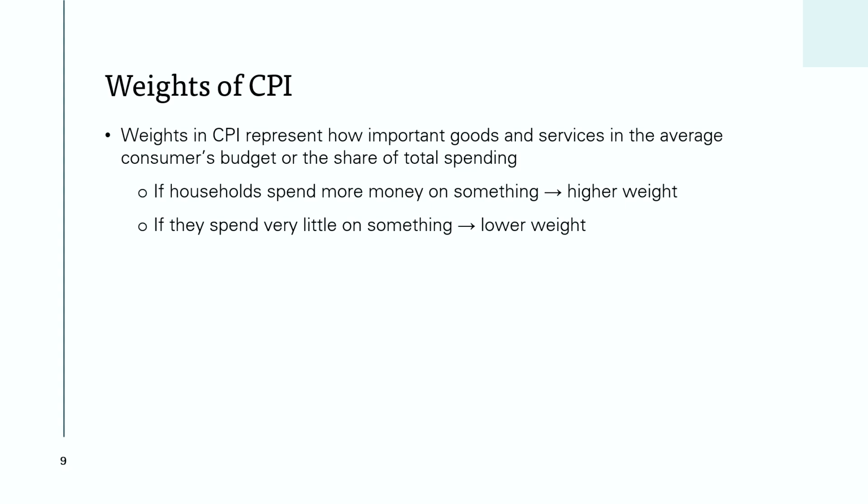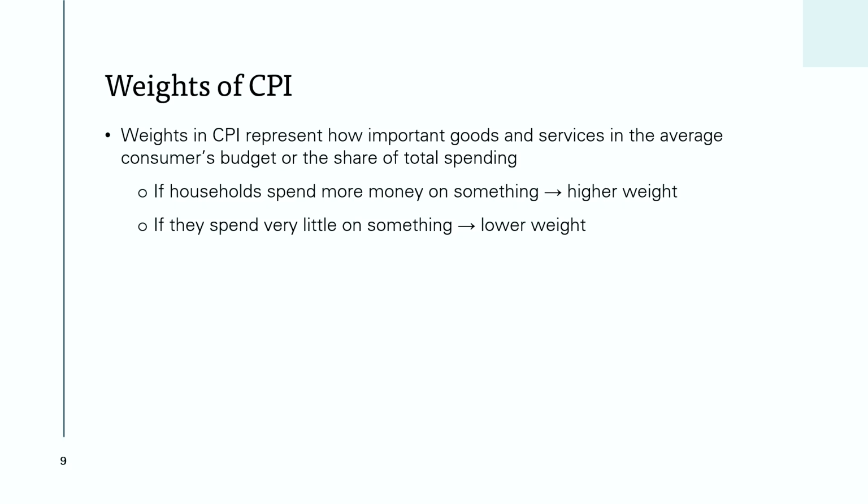It's important to understand that not every price change is treated equally in the CPI. We use weight to reflect the importance of different goods and services in the average consumer's budget. Essentially, the weight of an item is determined by its share of total spending. If households spend a large portion of their income on specific categories like rent, that category receives a higher weight. In contrast, if you spend very little on something like a t-shirt, it receives a lower weight.